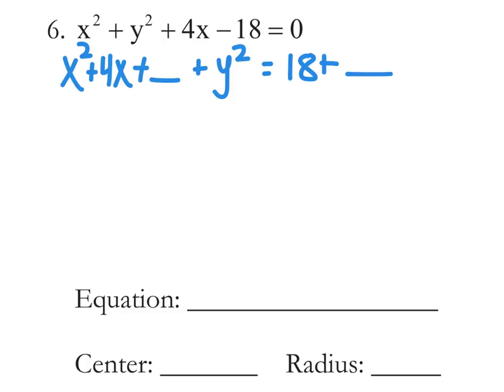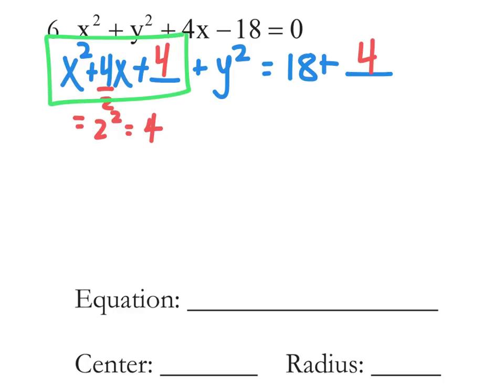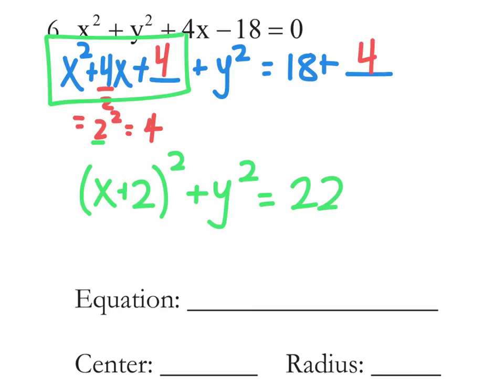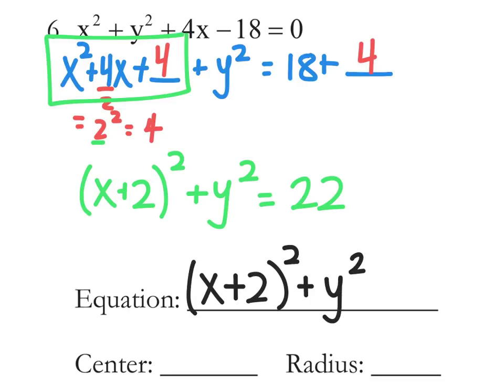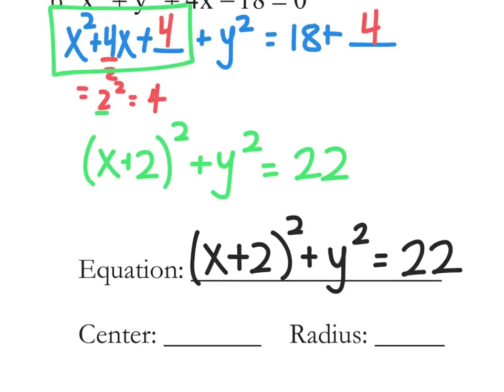Now complete the square. 4 divided by 2 is 2. Square it, that's 4. So that's what I add on both sides. All right, factor, we get x plus 2 squared plus y squared equals 22. That's it. That's the equation. Now I know I'm completing the square really fast, but I'm hoping that you guys really picked up completing the square the last couple days.